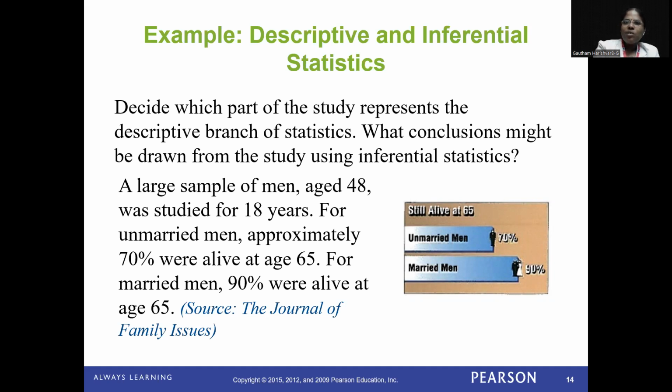Okay. Read the example again and decide which part of the study represents the descriptive branch of statistics and which one represents inferential statistics. Okay. I will give you some time.